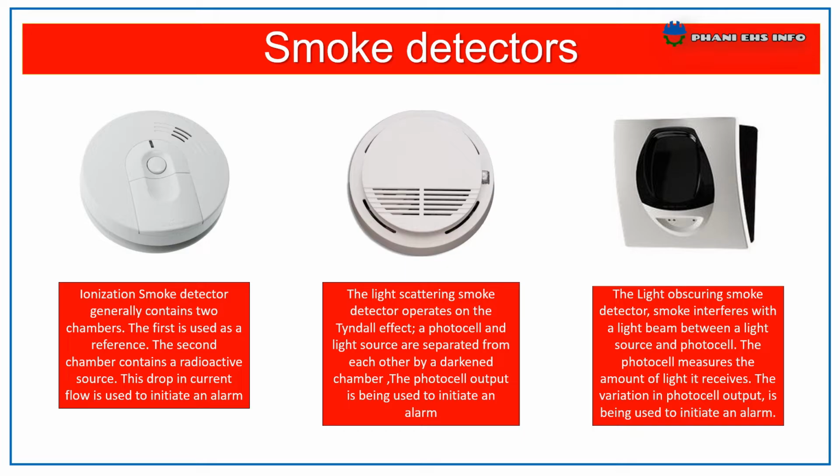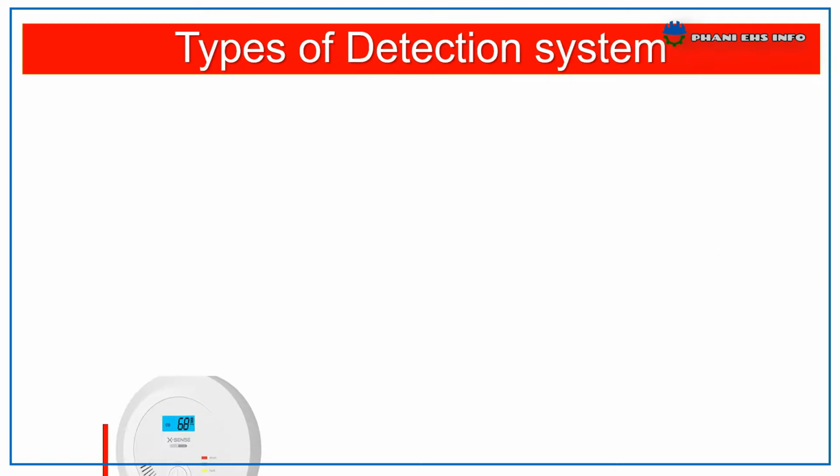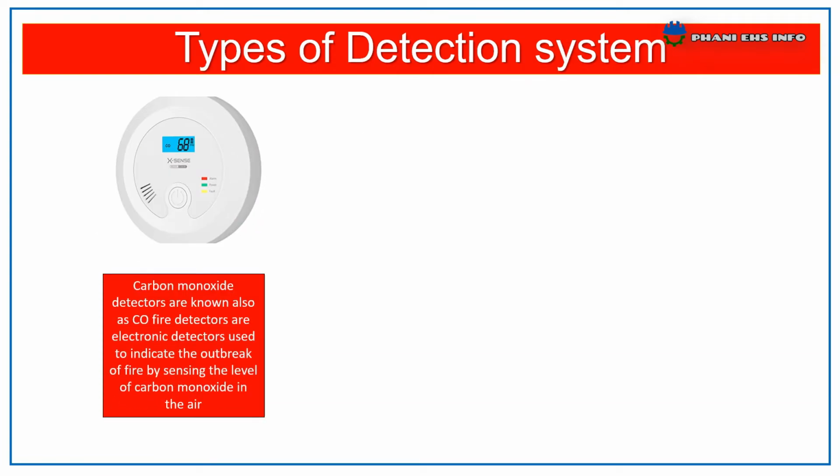The variation in photocell output is being used to initiate an alarm. This type of fire detection equipment can be used to protect large areas with the light source and photocell positioned some distance apart. Third, carbon monoxide detectors.